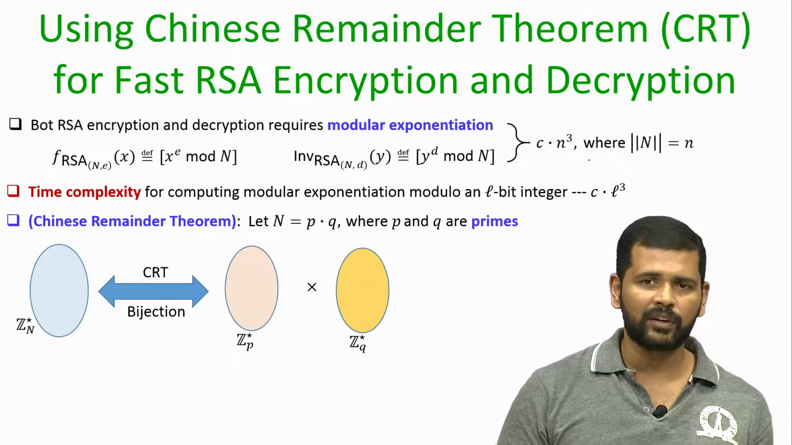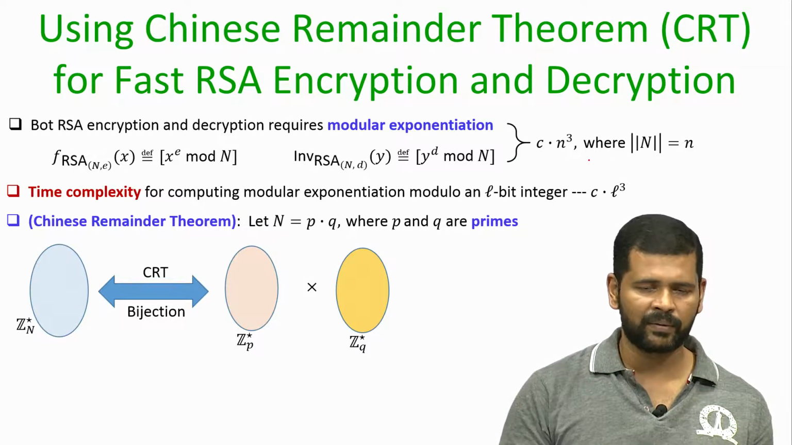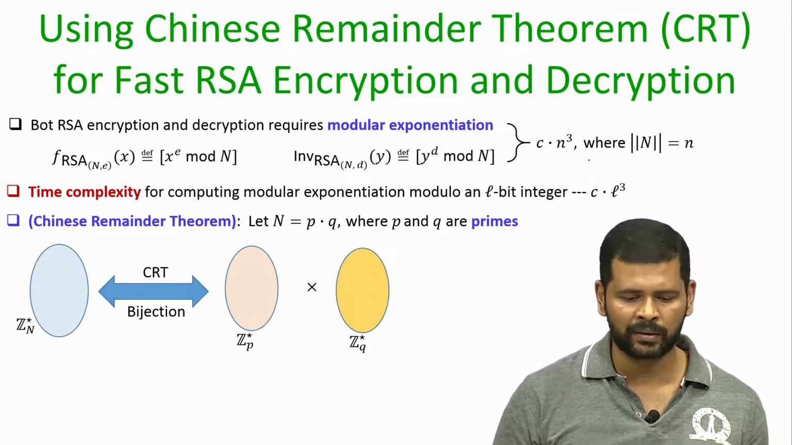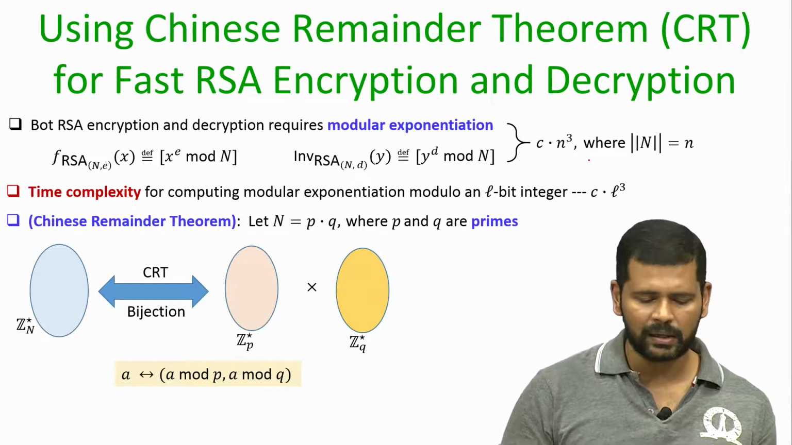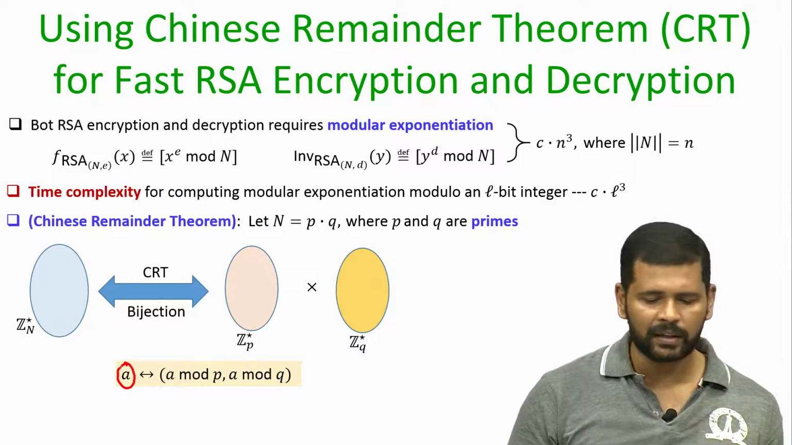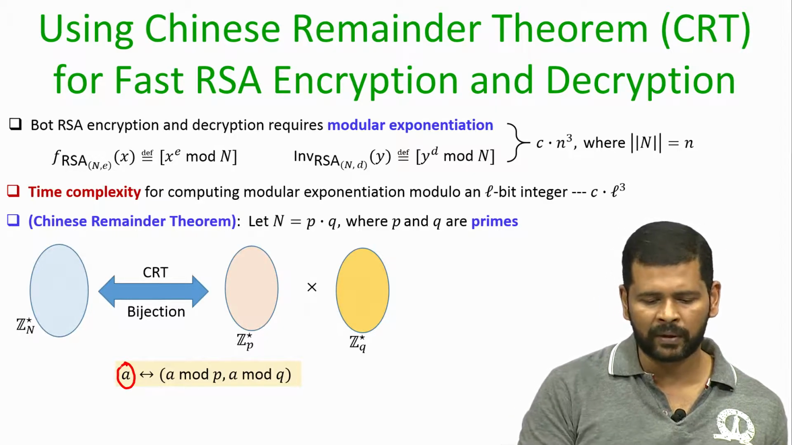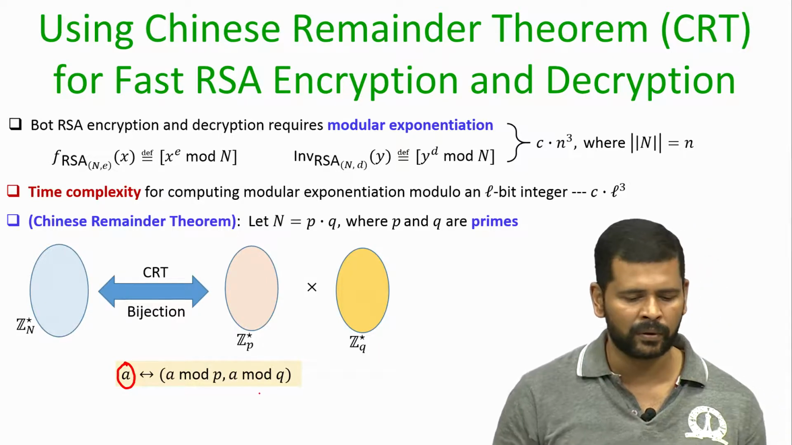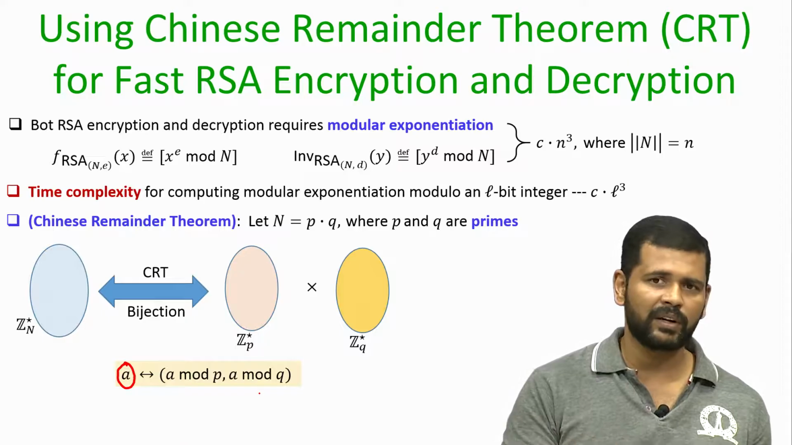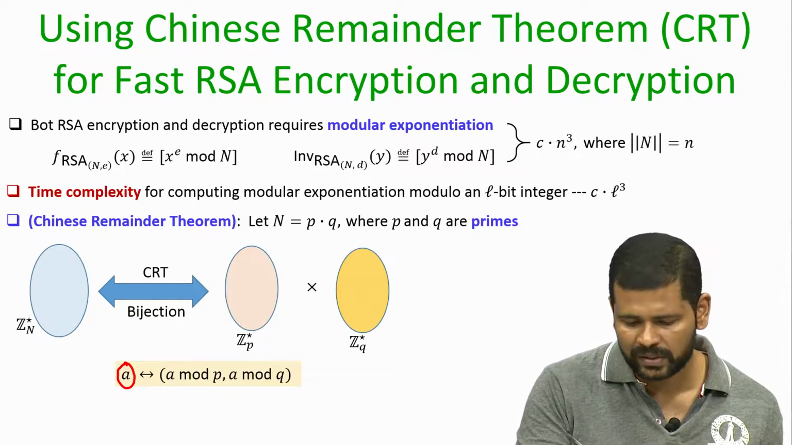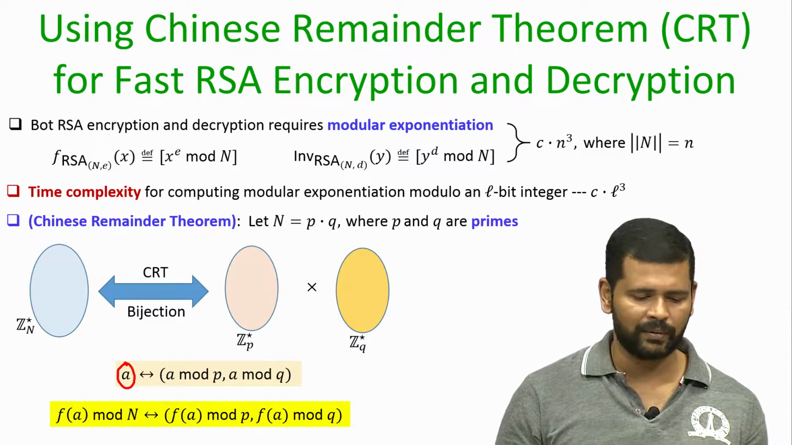So, what the Chinese remainder theorem does is define a very nice bijection from the set Zn star to the Cartesian product of Zp star and Zq star, where any element little a belonging to the set Zn star is mapped to the following pair of elements. You take the remainder of a modulo p and the remainder of a modulo q. That will be the representation of the element a belonging to Zn star in the sets Zp star and Zq star respectively.